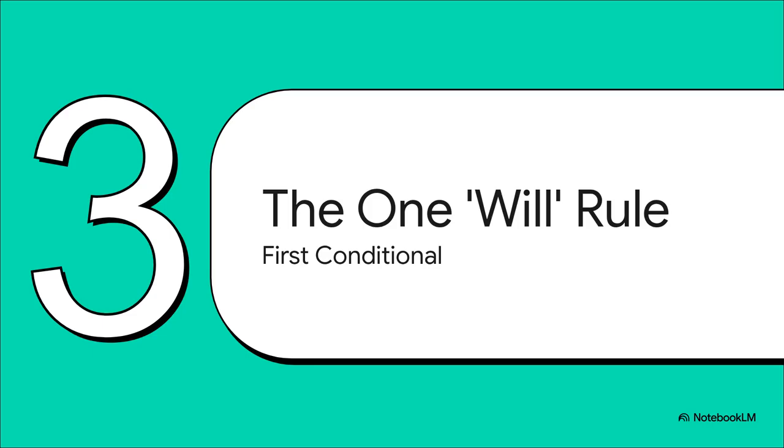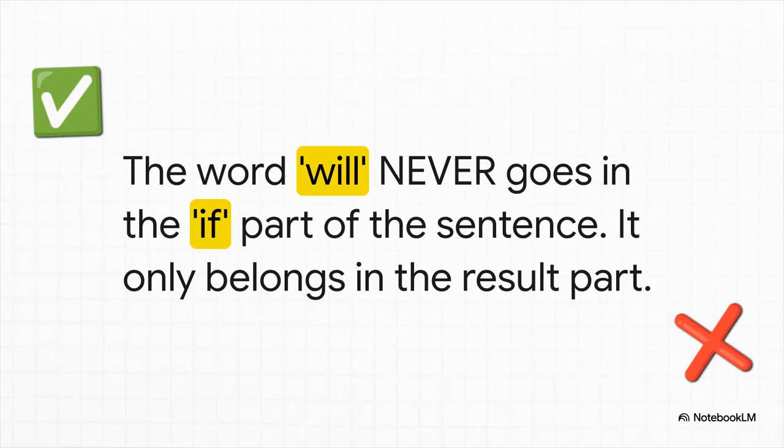You absolutely have to remember this. It's probably the most common mistake people make, but once you know it, it's so easy to avoid. Ready? Here it is. The word "will" never goes in the "if" part. Ever. It only, and I mean only, belongs in the result part of the sentence. So you say, "if I win," not "if I will win." And you might wonder why, right? It's because the word "if" is already doing all the heavy lifting of pointing to that possible future.